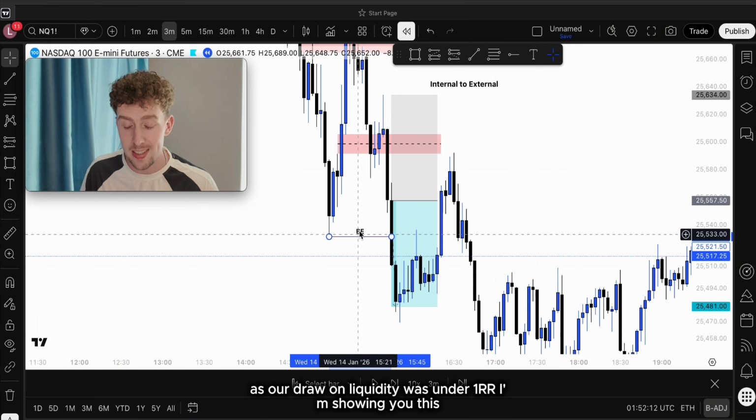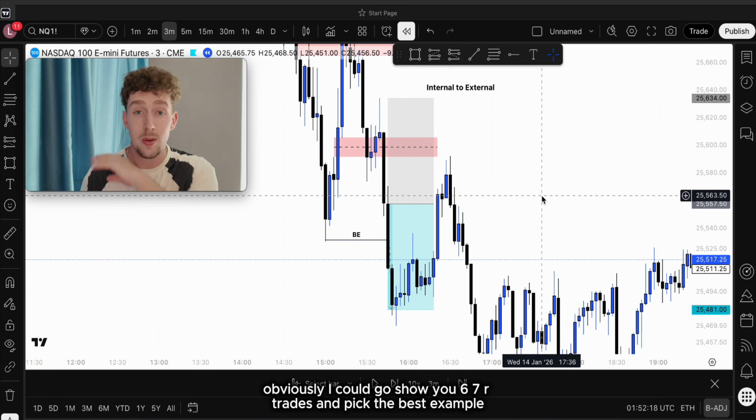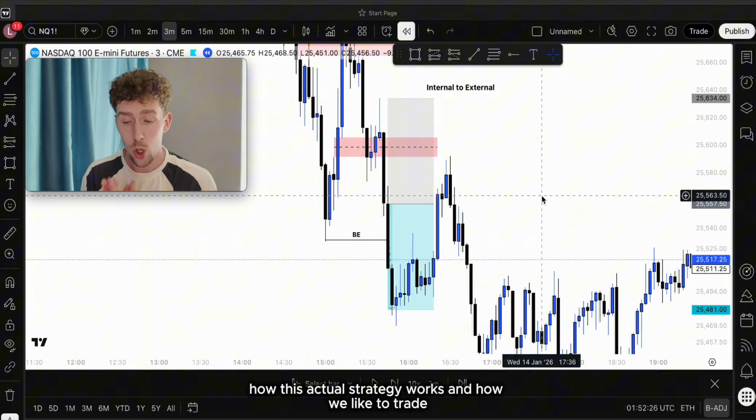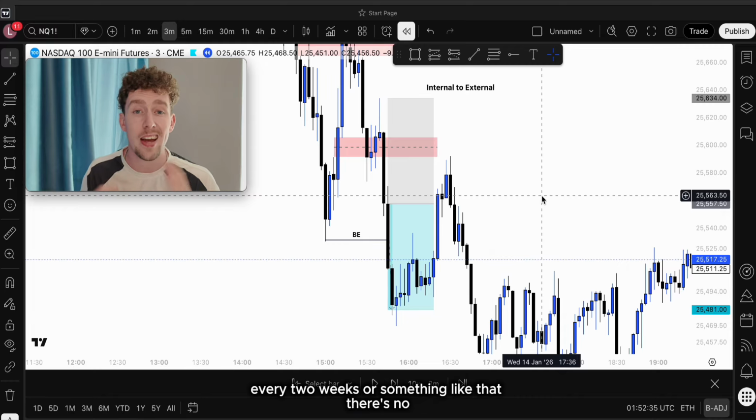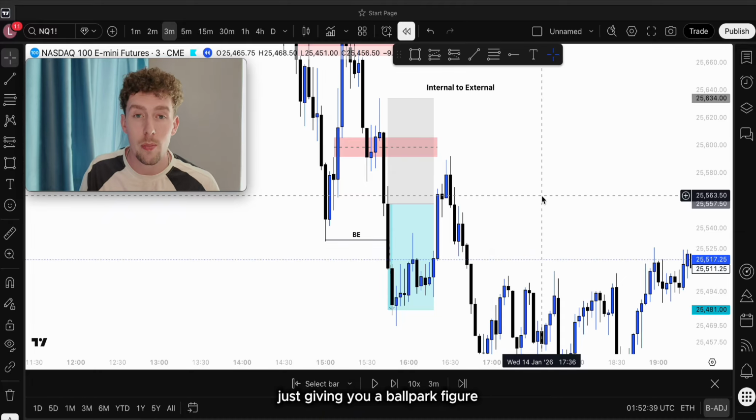I'm showing you this on purpose, showing you these positions that are only 1 hour. Obviously, I could go show you 6, 7 hour trades and pick the best example. But I'm trying to be 100% real and honest about how this actual strategy works and how we like to trade. A lot of days our trades are between 1 to 2 hour. Once a week or once every 2 weeks or something like that. There's no guarantee on it's going to be once every 2 weeks. Just giving you a ballpark figure.